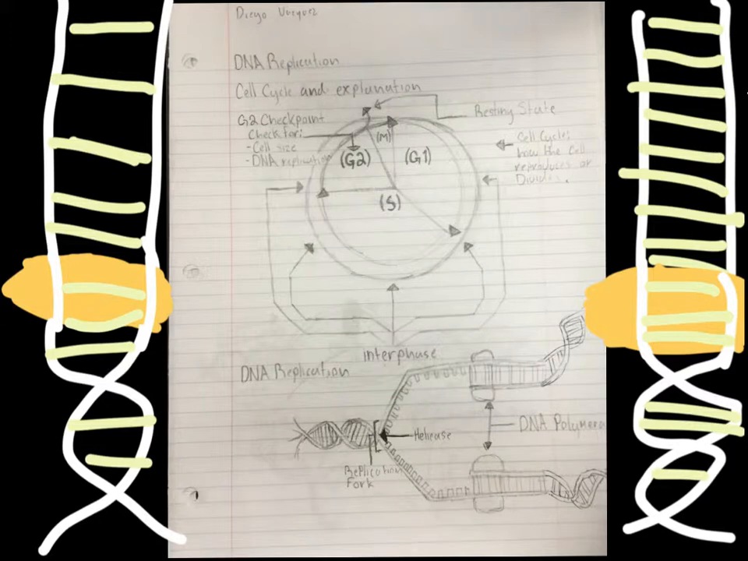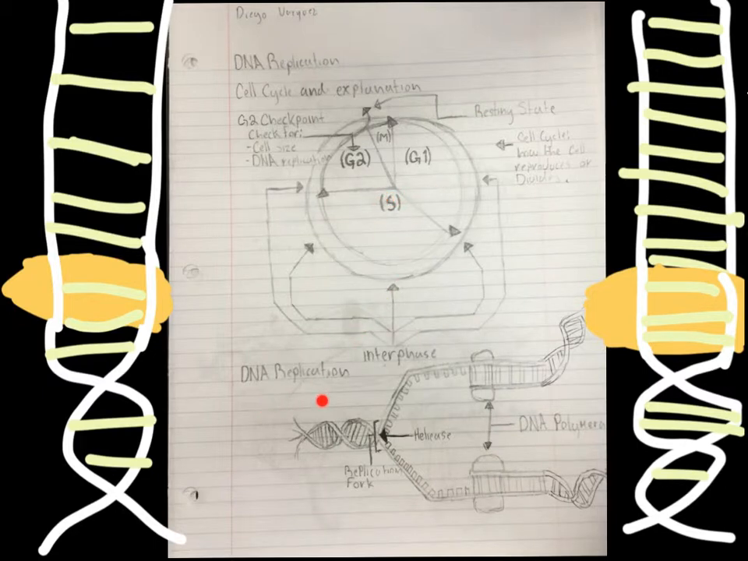Now this is DNA replication. G1 is the first stage. It's when the cell is about to split apart. This stage is synthesis. The third one is G2, the G2 checkpoint, where you check for cell size in DNA replication. Then it's mitosis. Then in the mitosis, it's the interphase, then the resting state, and then it replicates.